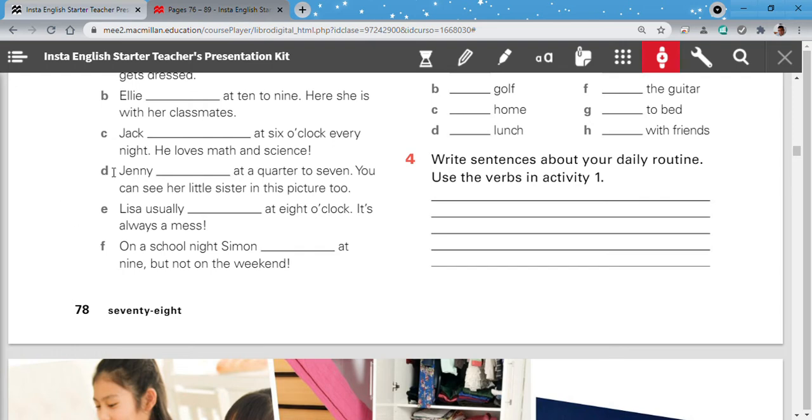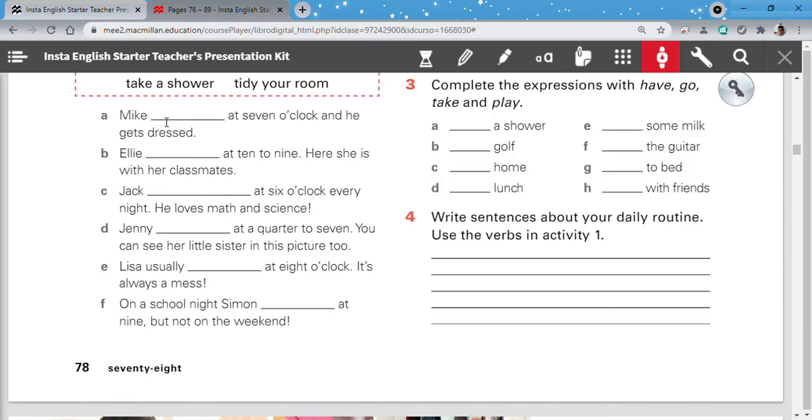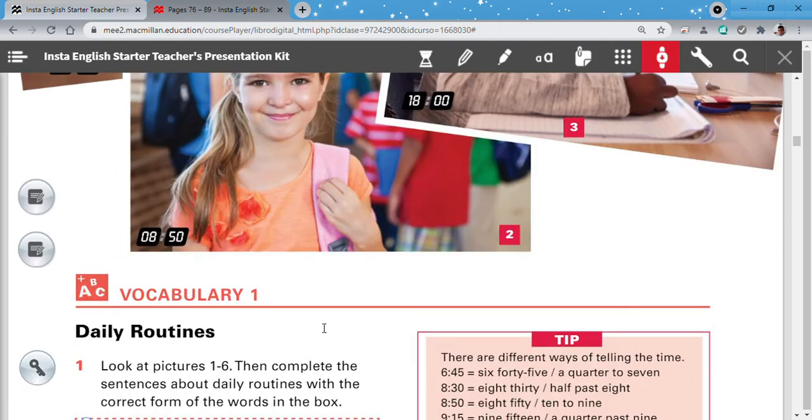Gets up for letter A. Gets up. Starts school. Does his homework. Has dinner. Tidies her room. And goes to bed. Okay, let's continue.